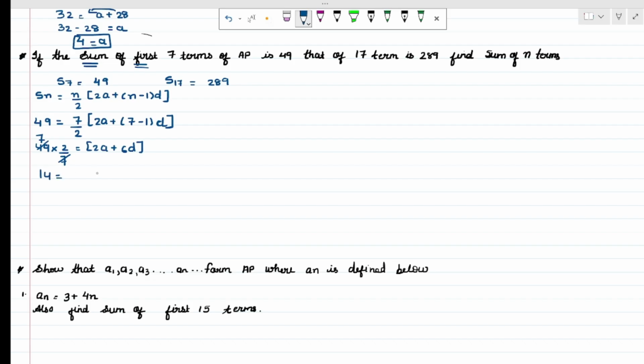What is common in this? My 2 is common, so I am taking out my 2 as common: A plus 3D. This 2 is in multiplication, so for division it goes down, and you will get A plus 3D. That means 7 is equal to A plus 3D. This is one equation I got by the solution of my S7. Name it as equation number 1 and keep it aside.